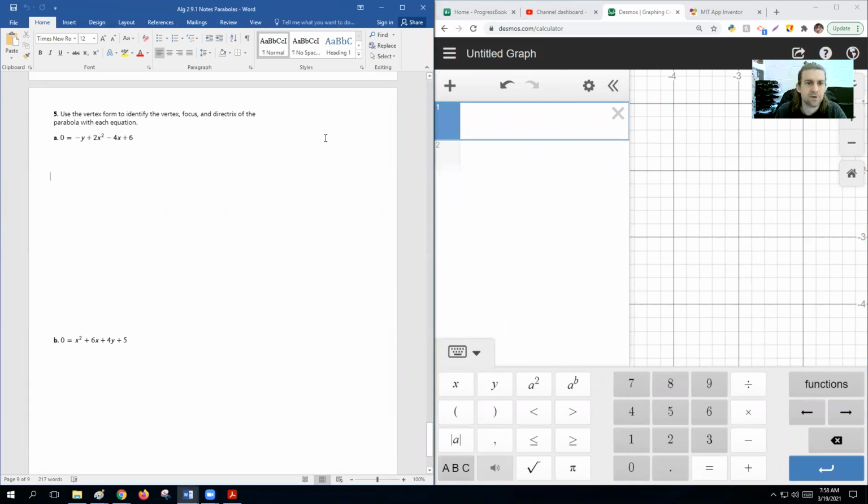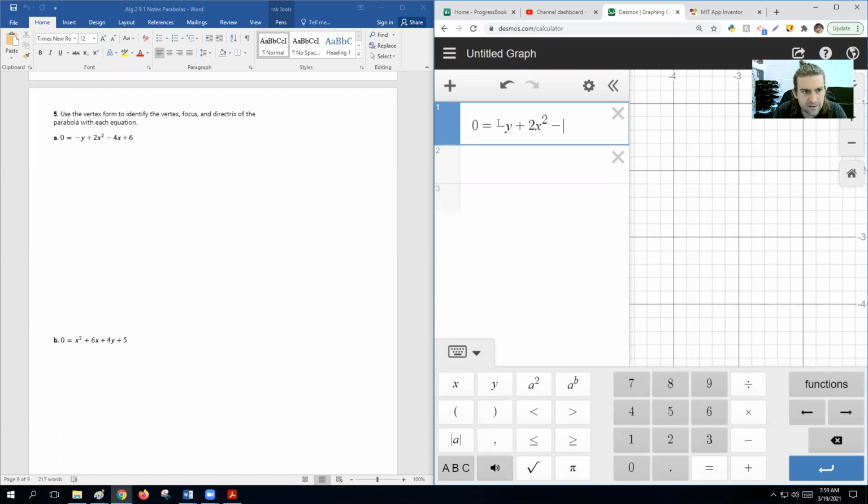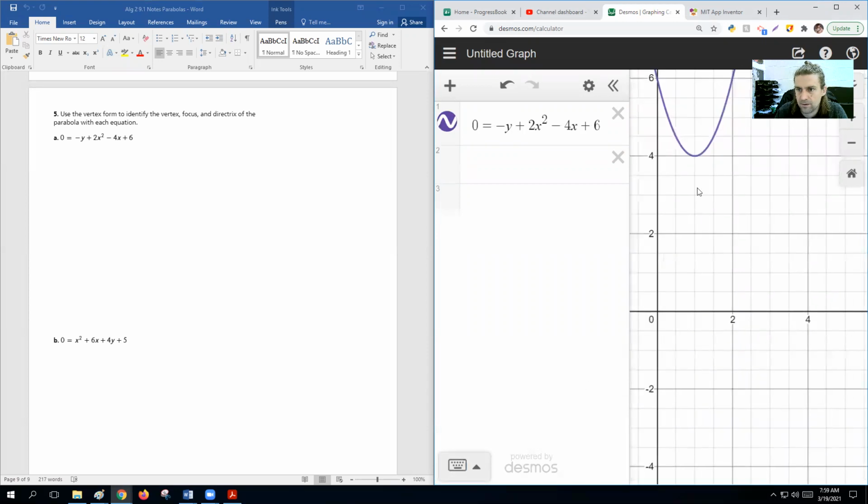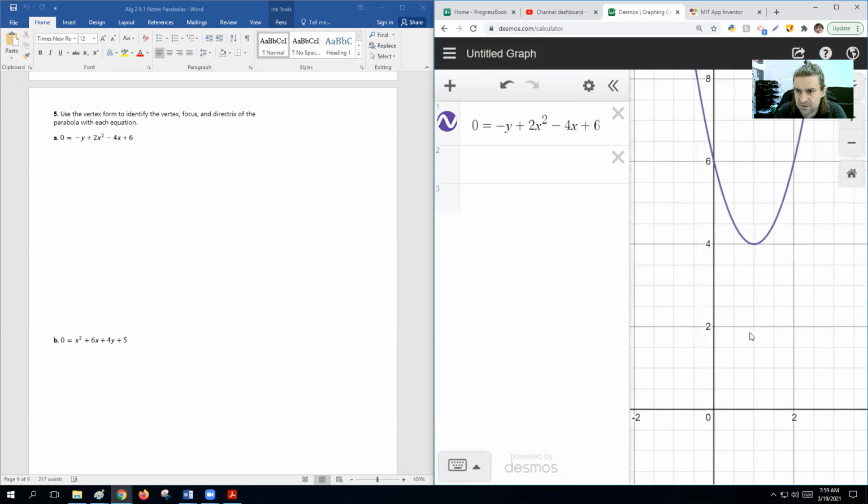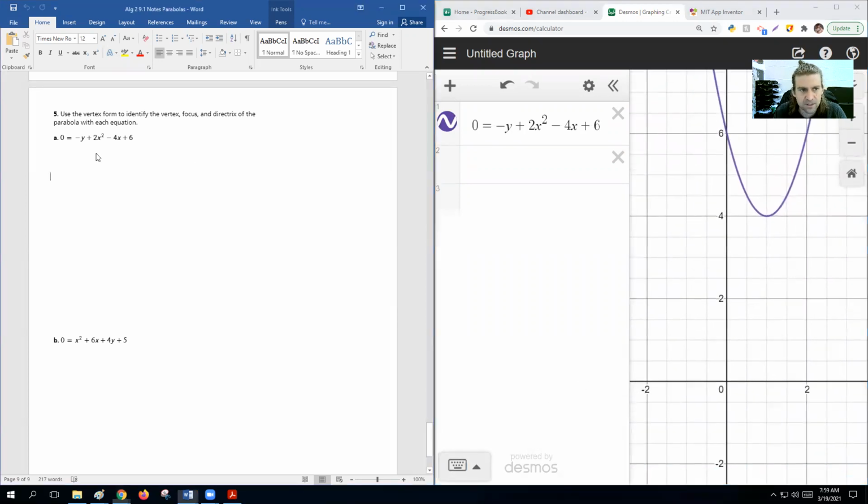Okay, here we go. Next. Let's even type that into Desmos right at the beginning. We got 0 equals -y plus 2x squared minus 4x plus 6. All right, it's up here. We know it opens up or down, so there we go. Let's try to get the equation.